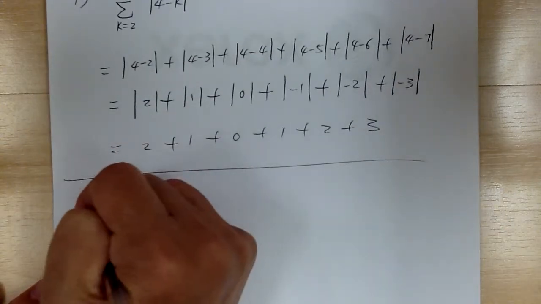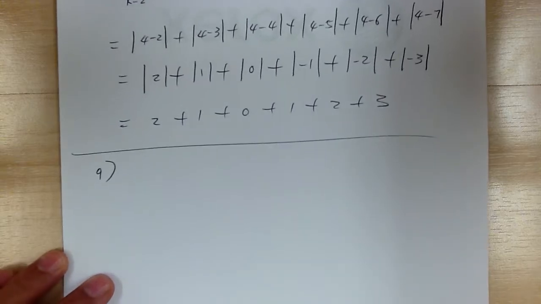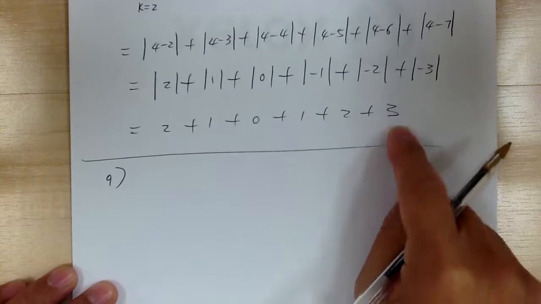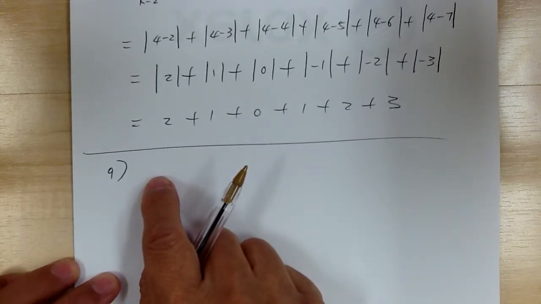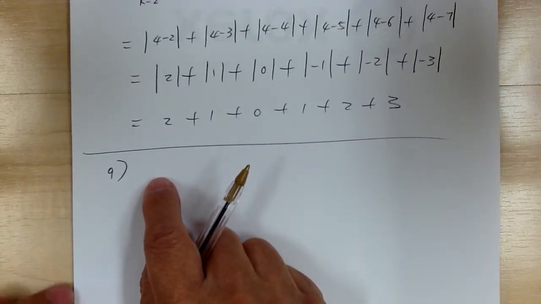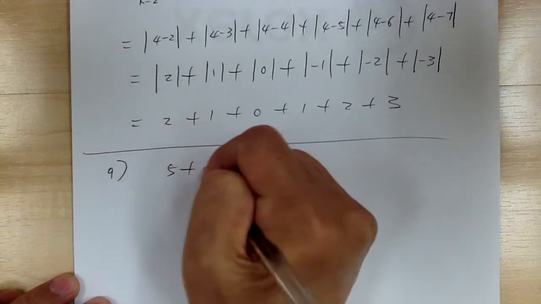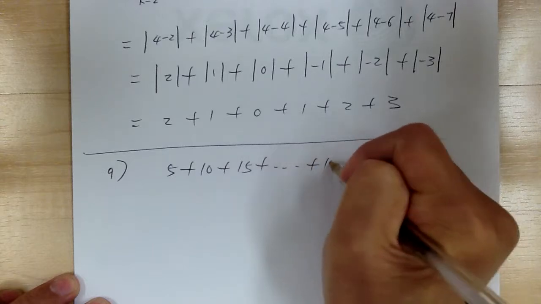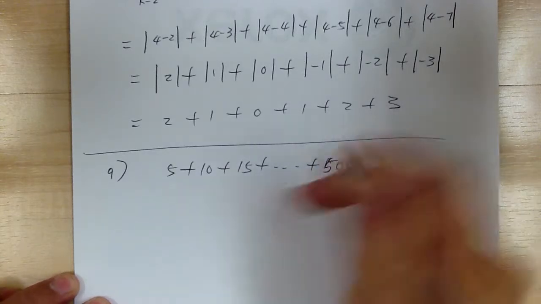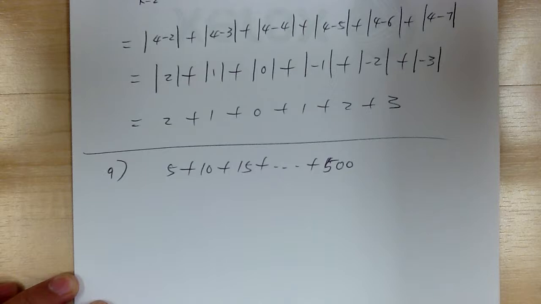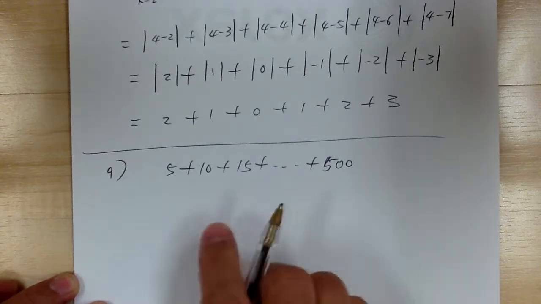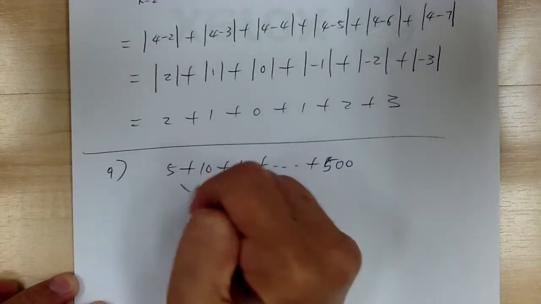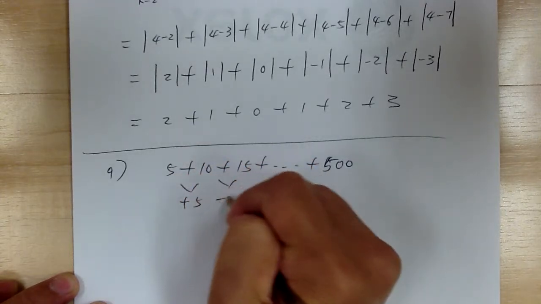Okay, let's go to number 9. So number 9 is going backward. Over here they give you the sigma notation and you expand. Over here they're going to give you the series and you have to make it into sigma notation. So you got 5 plus 10 plus 15 plus dot, dot, dot, plus 500. Again, there are many ways you can do this. So the first way is go and do it by formula. So you have to figure out if it's arithmetic or geometric. So this is arithmetic by adding 5.